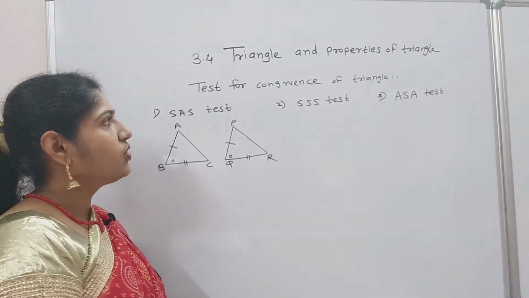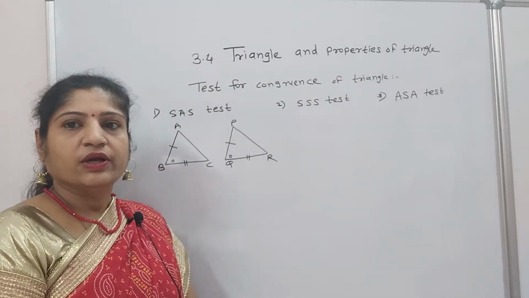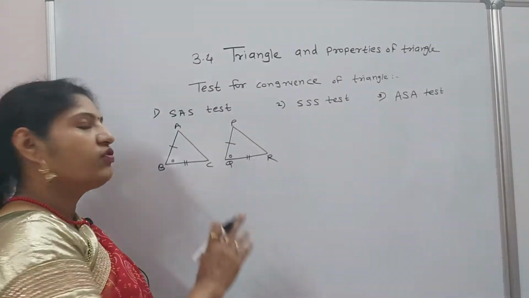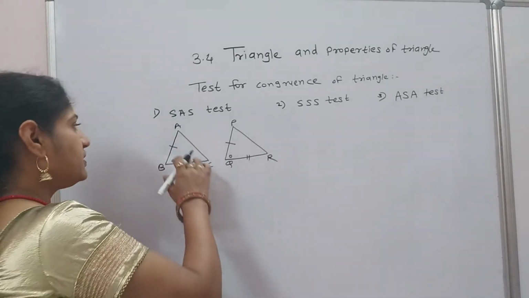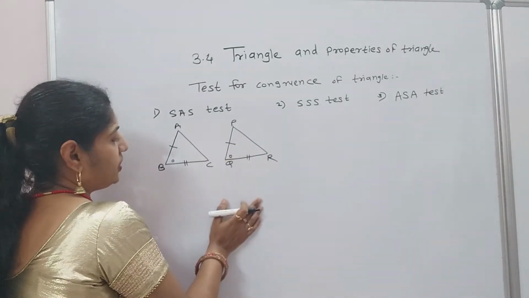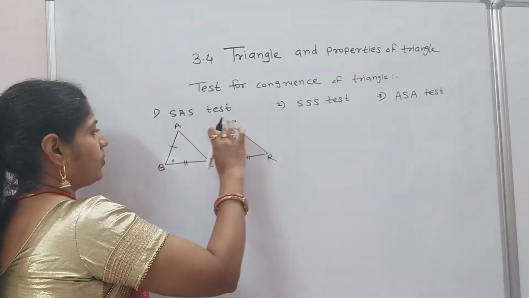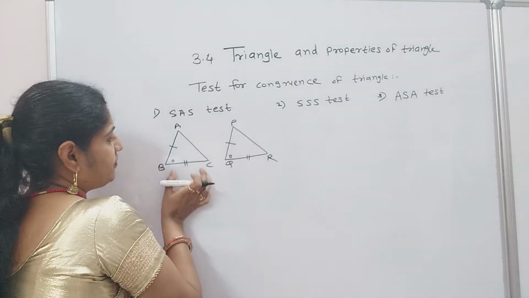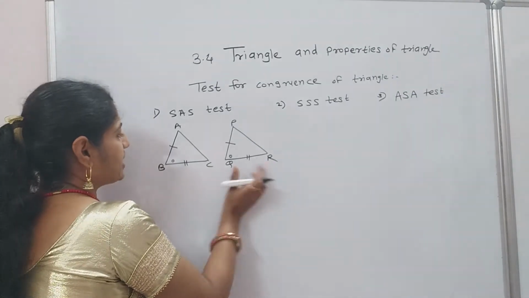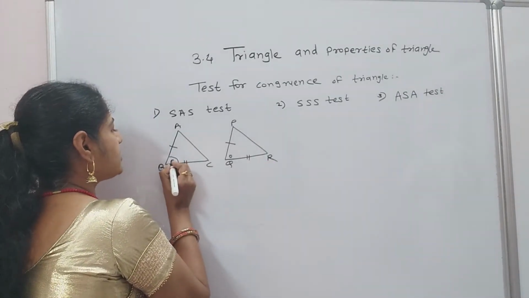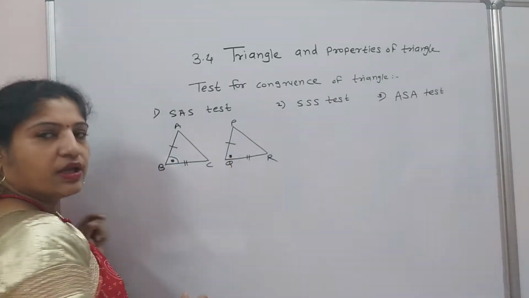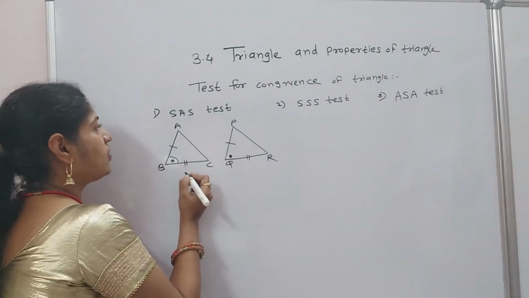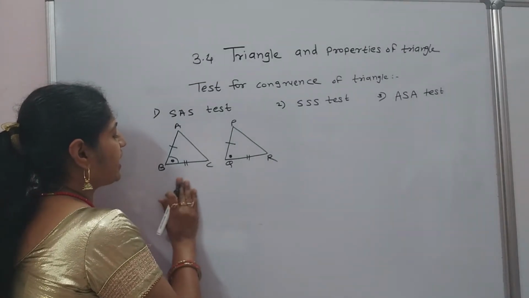Next is the test for congruence of triangles. Two triangles are congruent by different tests. First test is the side angle side test. Triangle ABC and triangle PQR. Here side AB is congruent to side PQ, side BC is congruent with side QR, and in between these two sides there is angle B congruent with angle Q. So these two triangles are congruent by the side angle side test.